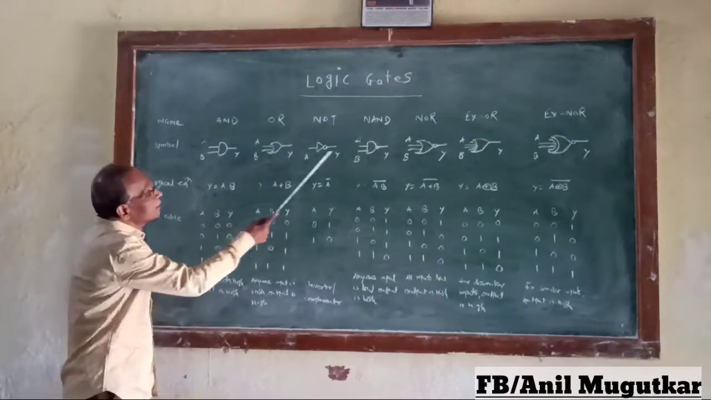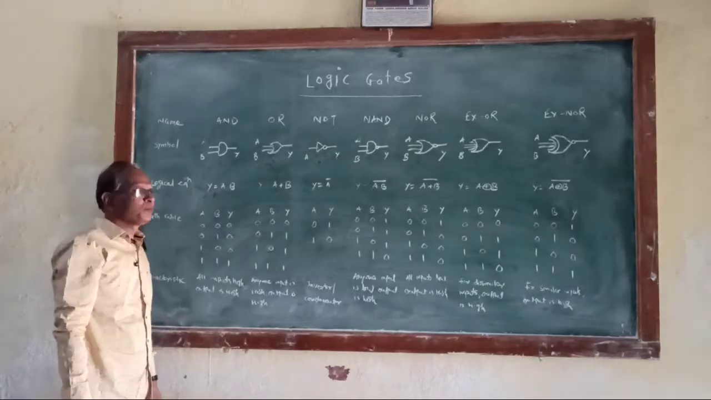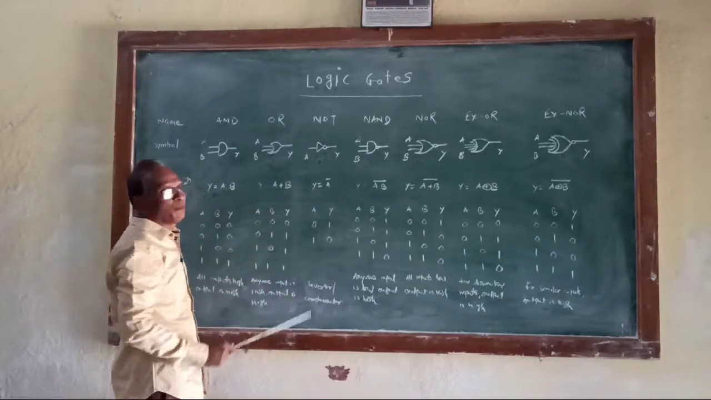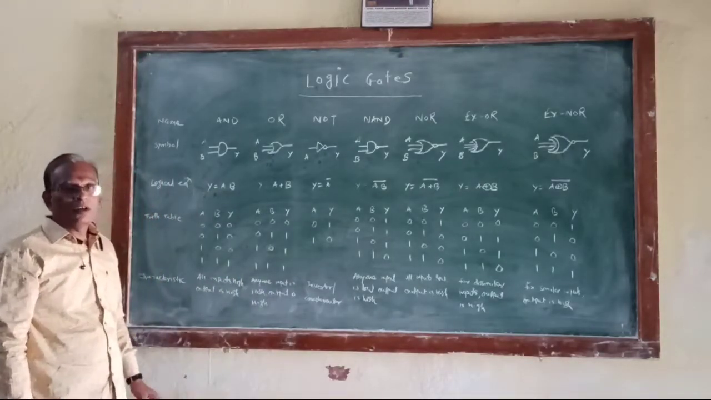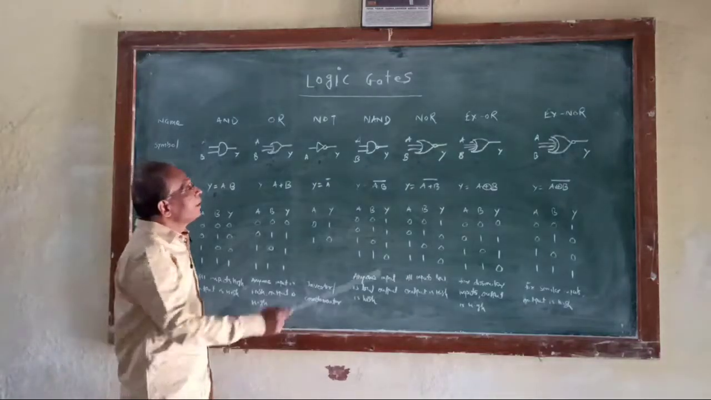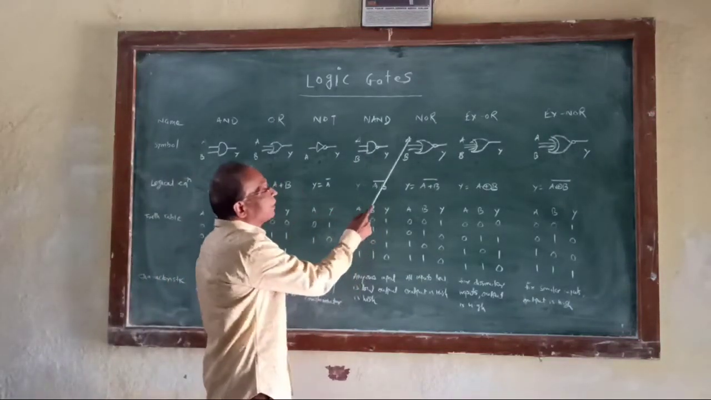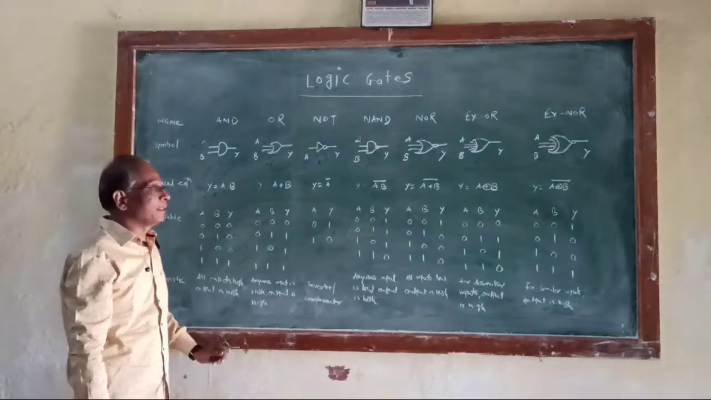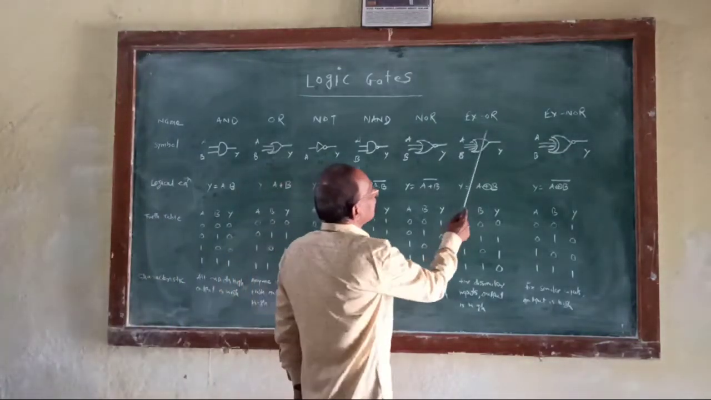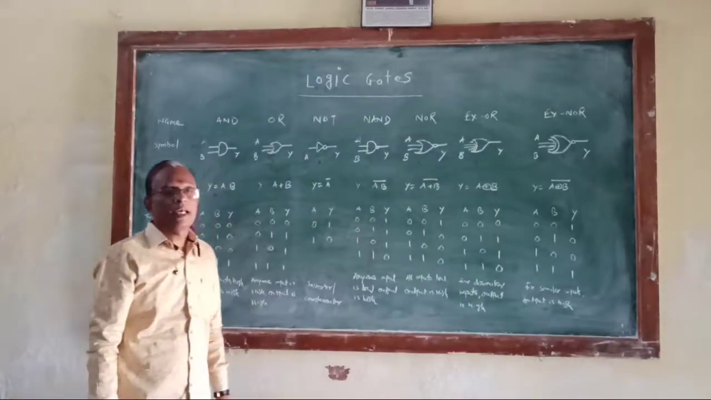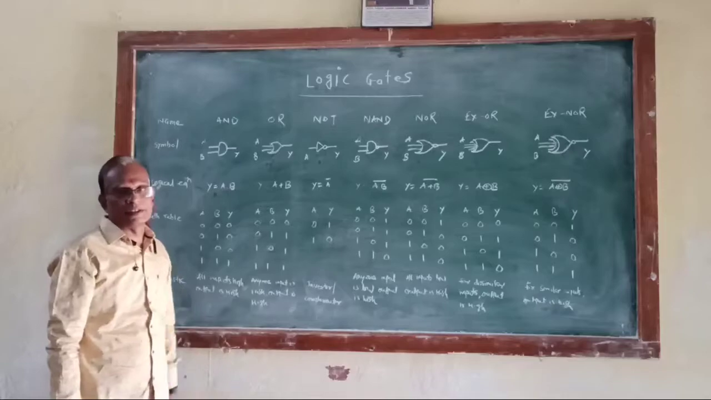Out of these 7 logic gates, the first 3, that is AND gate, OR gate and NOT gate, are called basic gates, whereas NAND gate and NOR gate are called universal gates, and XOR gate and XNOR gate are called exclusive gates.